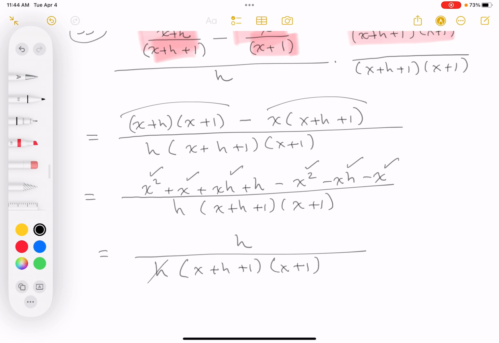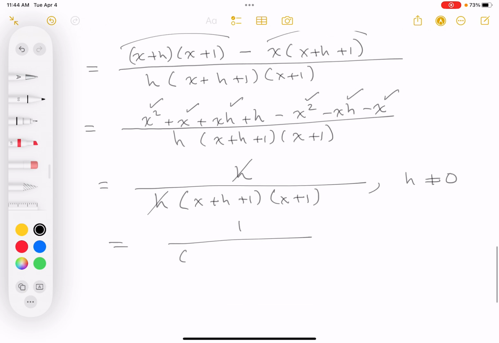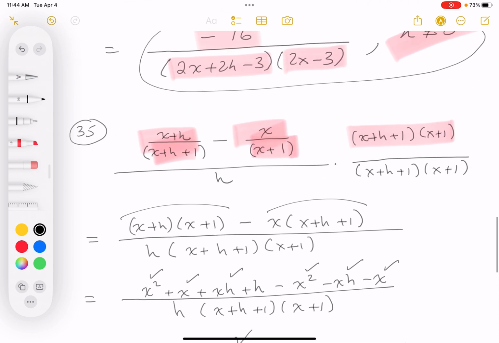Well, lo and behold, what happens? That cancels, provided h is not equal to 0. That's a condition. What do you get over here? 1. What do you get on bottom? x plus h plus 1, x plus 1. Again, the condition is h is not equal to 0. By the way, the condition that we're looking for is a condition on h, not on x at this point, and h is not 0.